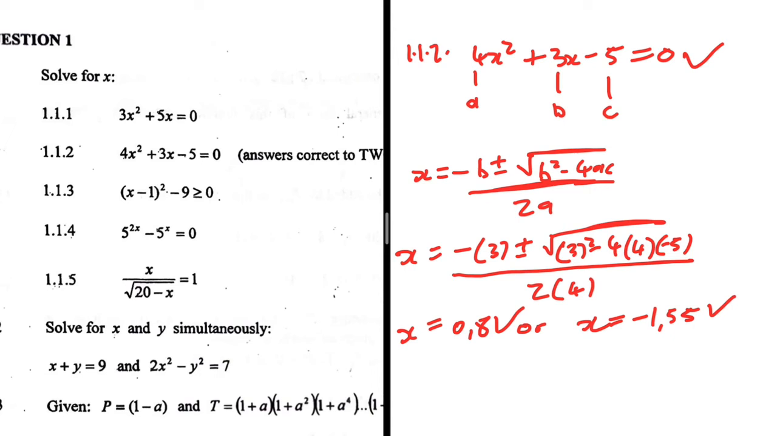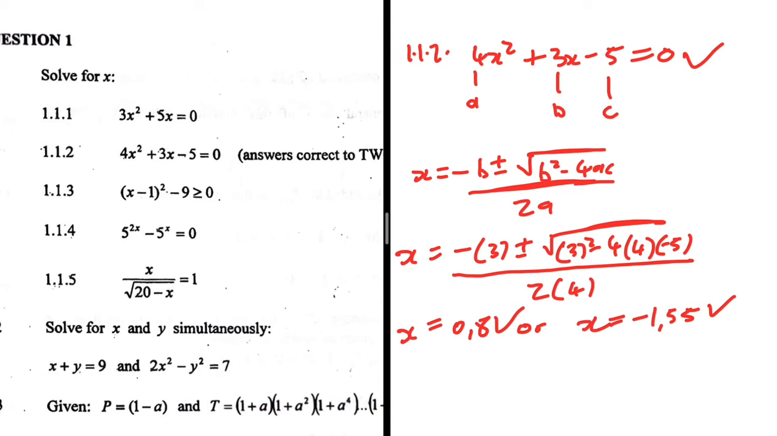That is 1.1.2. Let's take a look at 1.1.3. We have x minus 1 squared minus 9 being greater or equals to 0. So let's go ahead and find our critical values from the get-go. When we find our critical values, we will let these be equals to 0. Right. So x minus 1 squared, that is x squared minus 2x plus 1 minus 9 being equals to 0. So we have x squared minus 2x minus 8 being equals to 0.